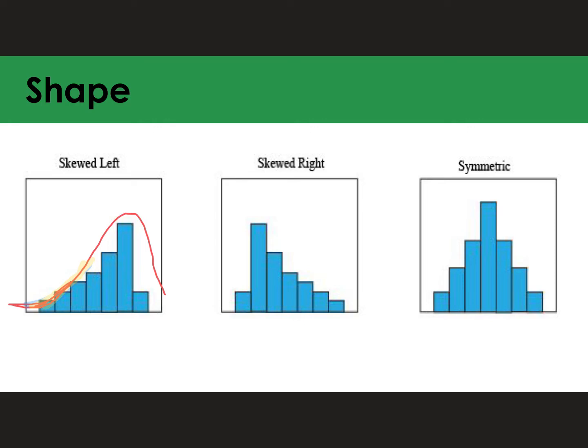If I draw a line over this next one, I have a big hump and then a tail that goes off to the right. That's how I remember: the tail tells me what direction it is skewed. And the final one, if I draw a line over it, it is symmetric, meaning it's very similar on the right side as on the left. With data, it's not always going to be exact, but it's more of a trend.